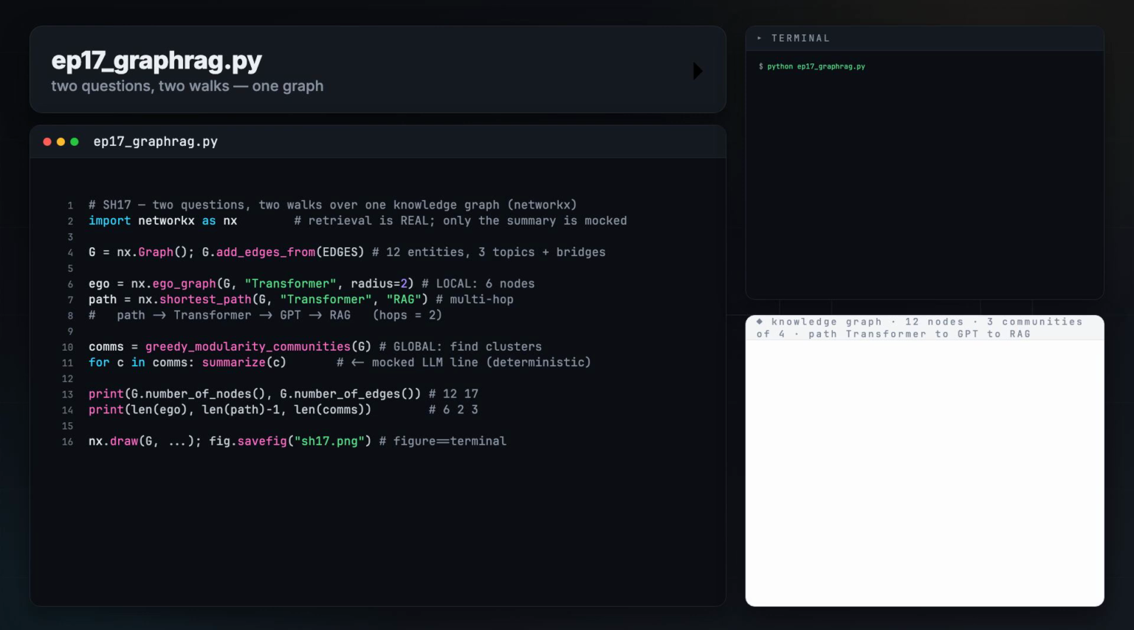Let's build a tiny knowledge graph by hand, so the structure is honest and visible. 12 entities, 3 topics, plus a couple of bridge edges so the clusters aren't islands. The retrieval here is all real networkx. Only the final one-line community summary is a fixed stand-in for an LLM. Same words every time, and I'll mark that line when we reach it.